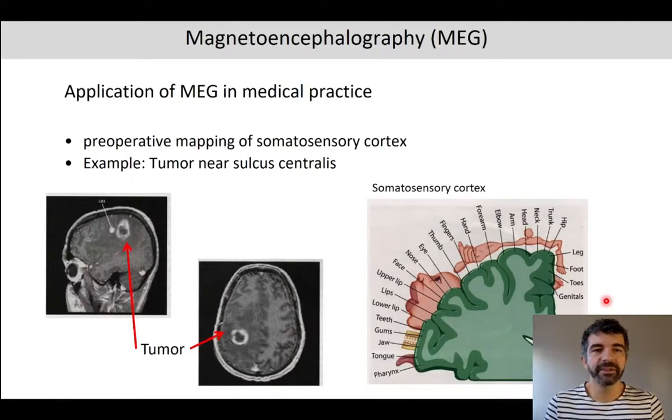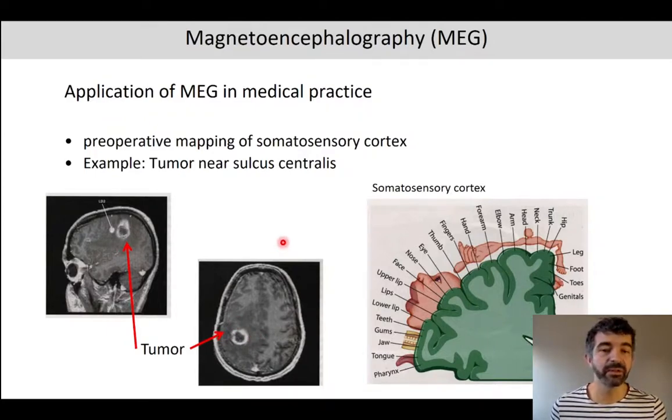Here's one application of MEG in medical practice, so you can use it for preoperative mapping of the somatosensory cortex. So when you have a tumor like this, in this case this is near the sulcus centralis, then you want to identify exactly where the somatosensory areas are surrounding this tumor, what they're responsible for, so you can spare those areas which are considered most crucial for maintaining a high life quality.